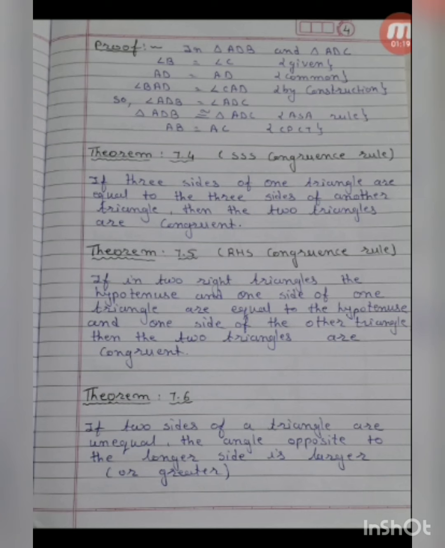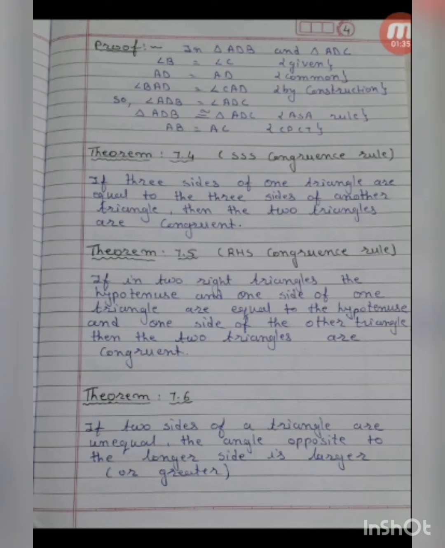are congruent. Here, you have to see that three sides of one triangle are equal to the three sides of the other triangle. So, we can say that these two triangles are congruent.